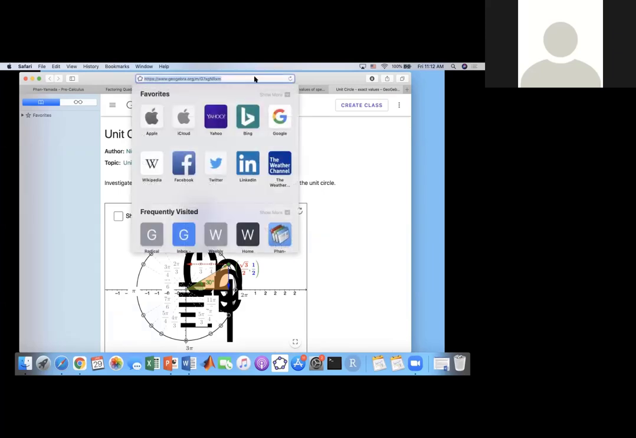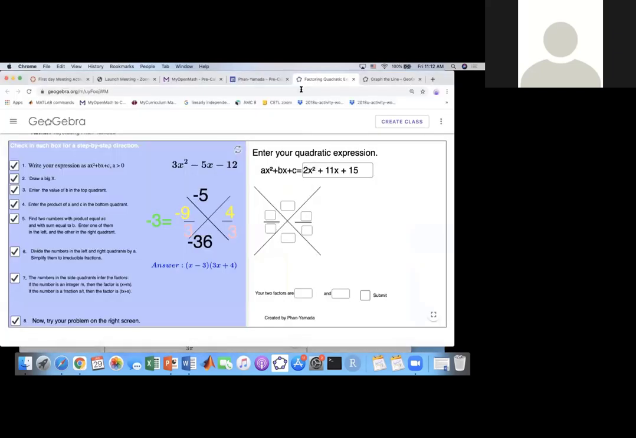This one is on Safari, so it doesn't work. Let me put on Google Chrome here.